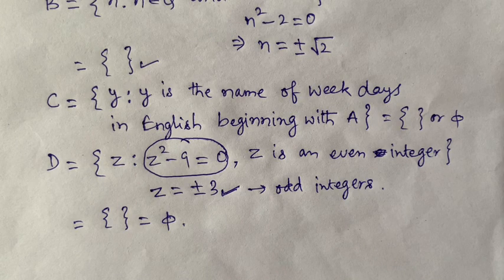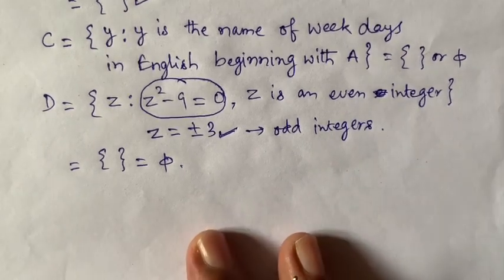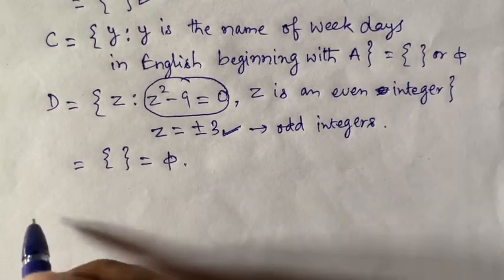Now we will define one more thing, that is the cardinal number of a set. How do we define the cardinal number of a set?